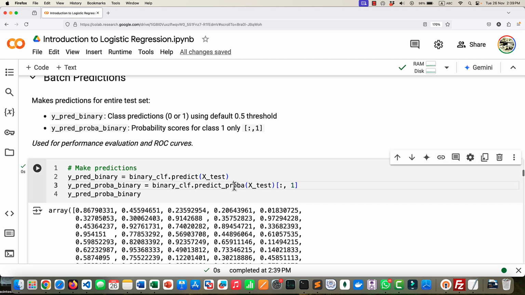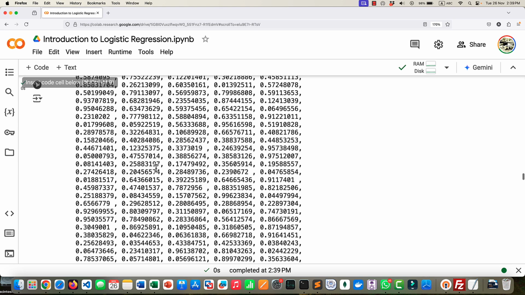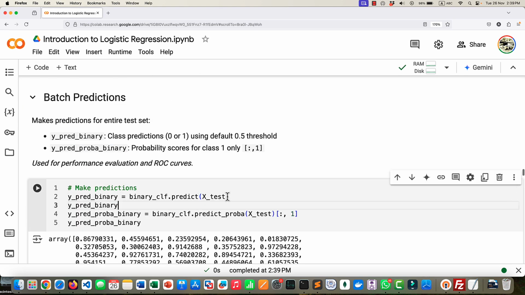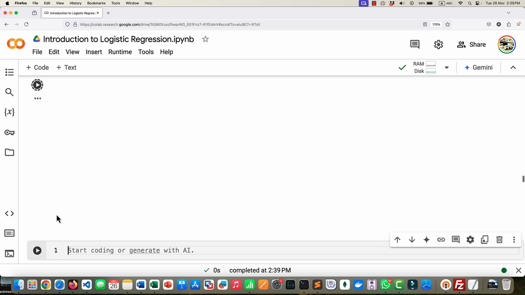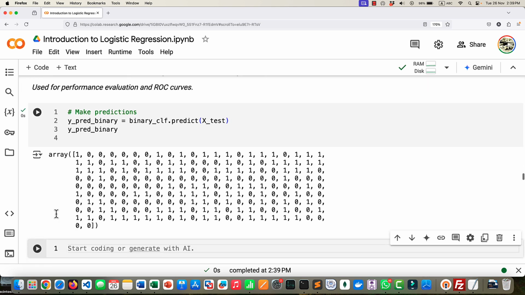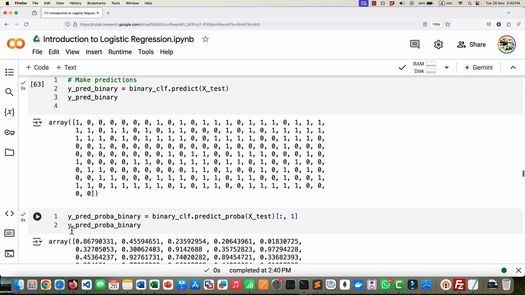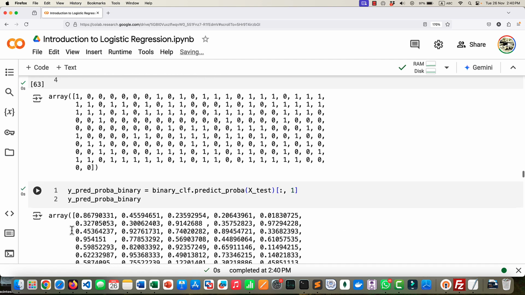This one is predict probabilities, and this one is binary, it will return 0 and 1. Let me print them, because they are different. Let me print this one first. Look, predict will give you the class. Predict probability will give you the required probability. Okay, the probabilities. Because we used 0.5, this one was 1, 0, 0, 0, 0, and so on.